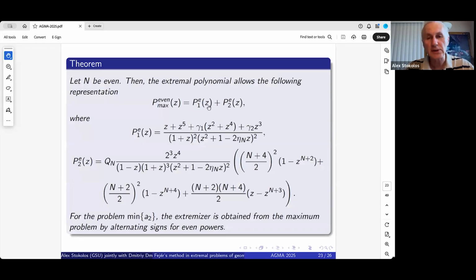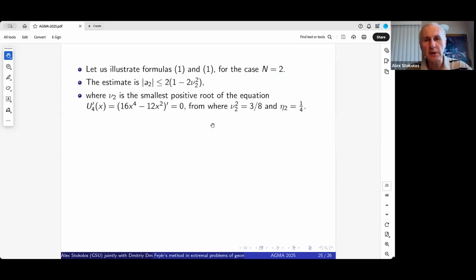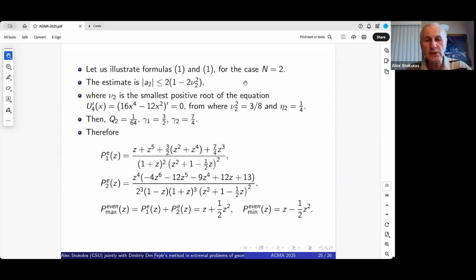So here's the even case. In the even case, again, we were able to write the polynomial as a sum of two rational functions with some parameters which are computable, and you see this as a sum of two rational functions. And there is this parameter. Let me not spend my time on this. So in the case n equals 2, if you do this, we obtain two polynomials of this form.